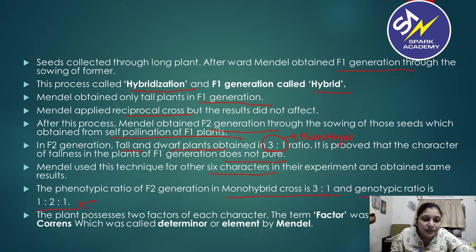The plant possesses 2 factors of each character. The term factor was first used by Correns; it was called determiner or element by Mendel.